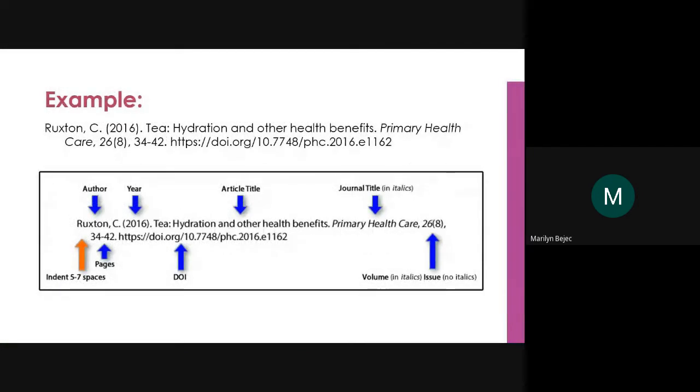Example here, you have the author's surname, then the initial of the author's name, and then the copyright year in open and close parentheses, then a period, and then the title of the article, not indented, not italic rather. Then you have the title of the journal in italic form, and then the volume number in italic, and then the issue number, not italic, but enclosed in parentheses. You have a comma, the page number, and then the DOI.